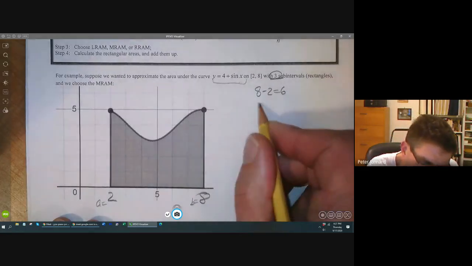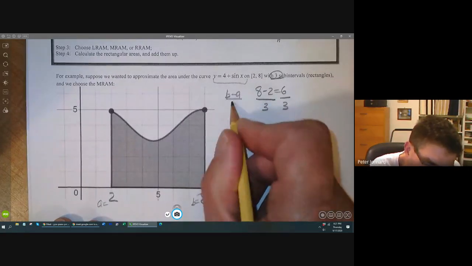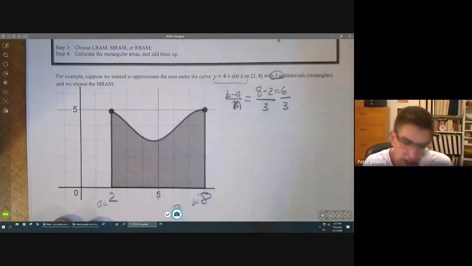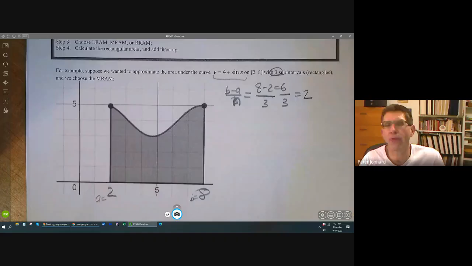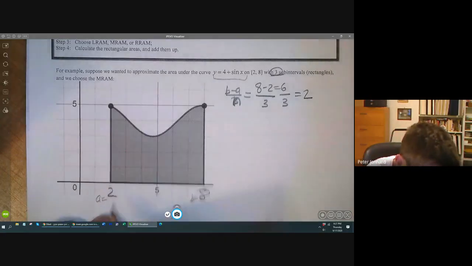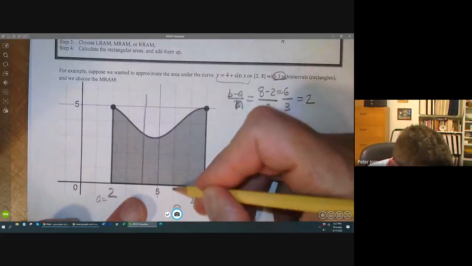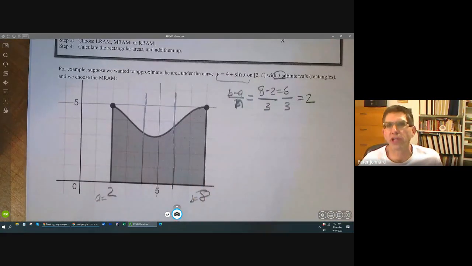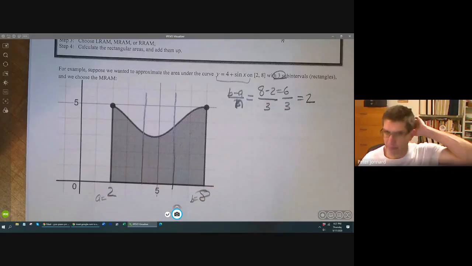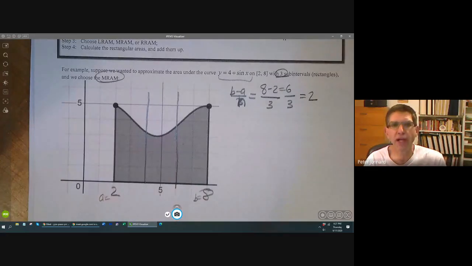So if you do this divided by 3, by n, you do b minus a all over n, right? You end up with this, or 2 per rectangle. And so the first rectangle is going to be 2 units wide. The second rectangle is going to be 2 units wide. And then the third rectangle is going to be 2 units wide. So that looks pretty good. And then it says MRAM, okay, the midpoint of each of these rectangles. So that means the middle of each x value, not the y values, the x values.